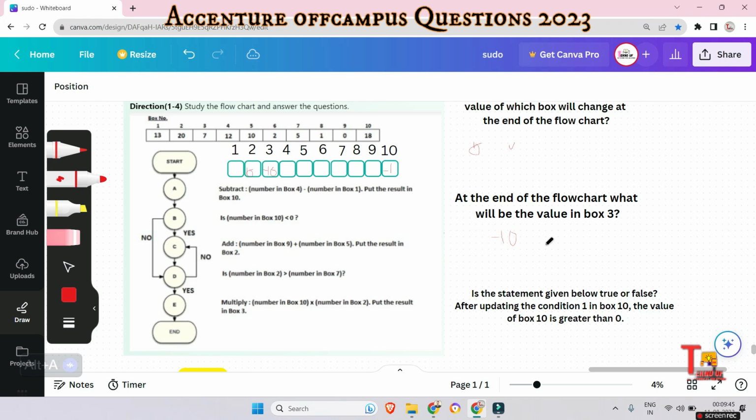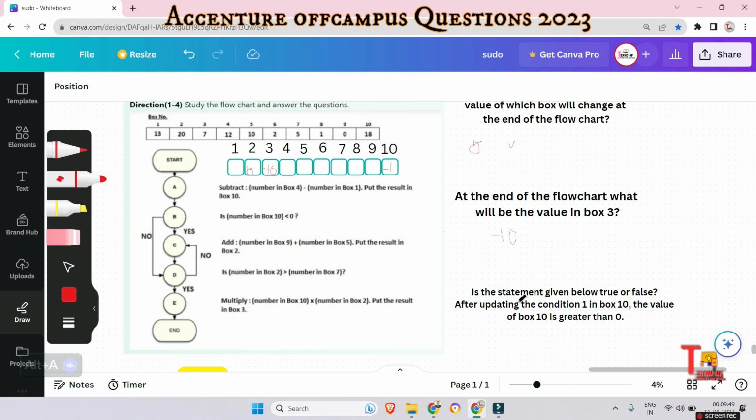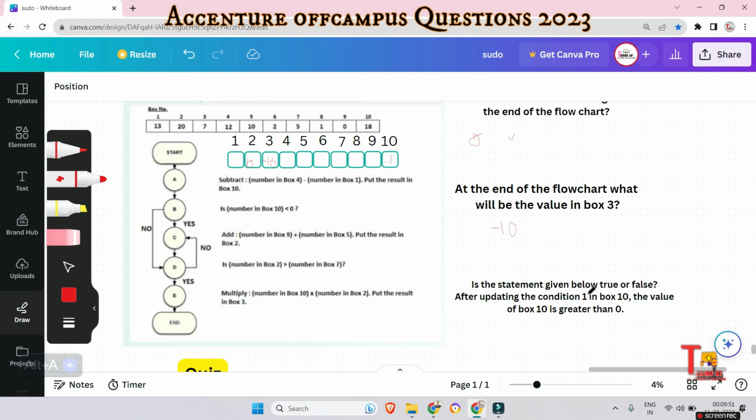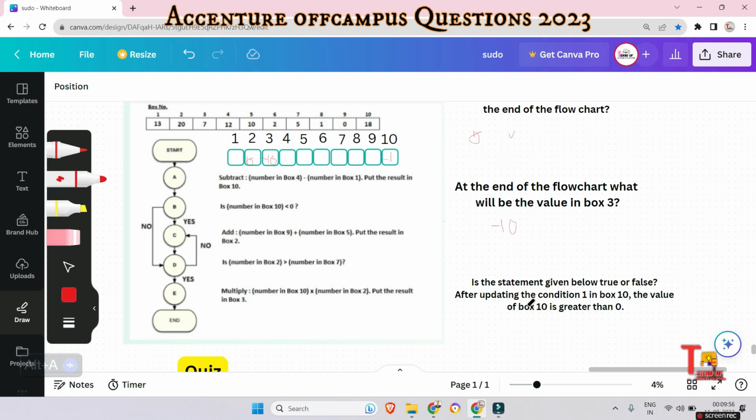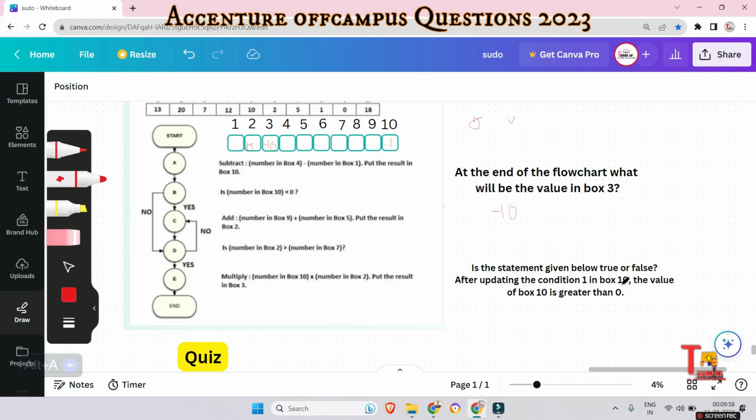And it is generating number, right? So it is minus 10. And the next question is, is the statement given below true or false? After updating the condition 1 in box 10, the value of box 10 is greater than 0. Is it false or true?